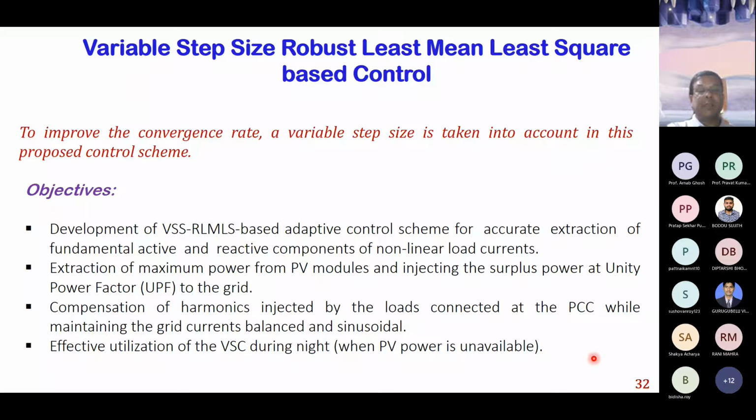And the objective here is to develop a variable step size, robust least mean least square based adaptive control for accurate extraction of the fundamental active and reactive components of nonlinear load currents, and to extract maximum power from the PV modules and inject the surplus PV power at unit power factor to the grid, and to compensate the harmonics injected by the nonlinear load connected to the point of common coupling while maintaining the grid current balanced and sinusoidal, and to effectively utilize the voltage source converter during night when the PV power is not available.